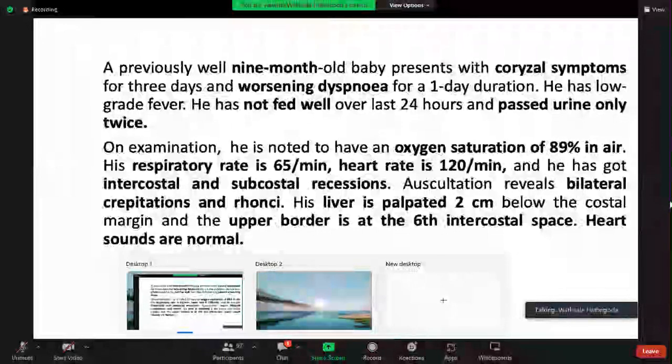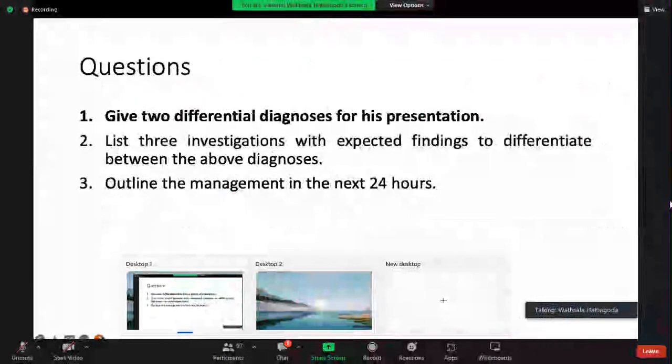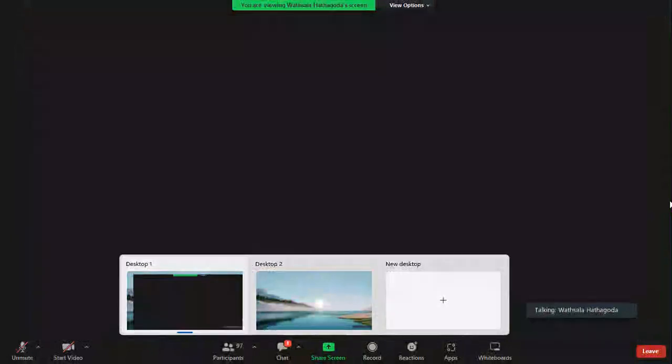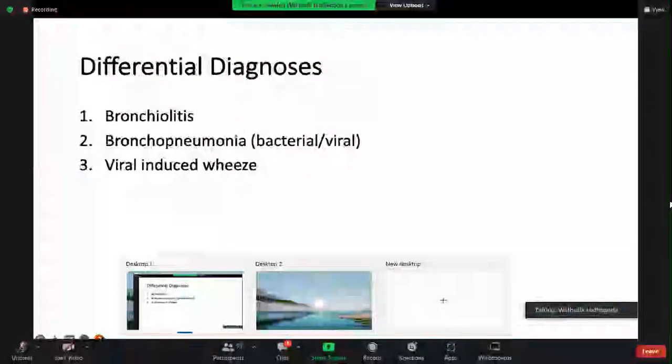Have you heard of a condition called viral induced wheeze? Yes, madam. Viral induced wheeze. Yes, it could be it. So those could be taken as the differentials, right? First, as I think someone mentioned, it's bronchiolitis because everything started with coryzal symptoms and then there's worsening of dyspnea. And it could be bronchopneumonia, could be viral or bacterial, as well as viral induced wheeze. So anything else that you thought of as the differentials?